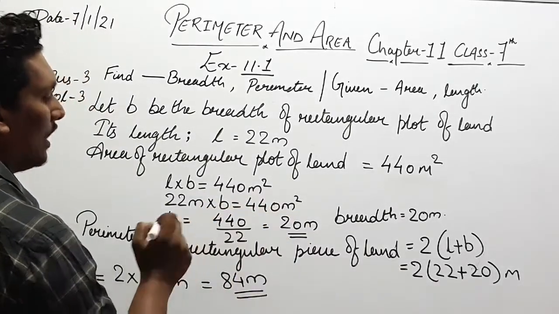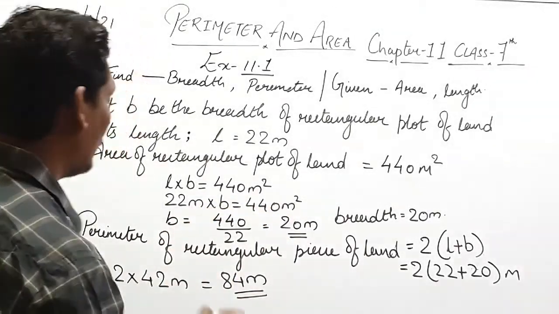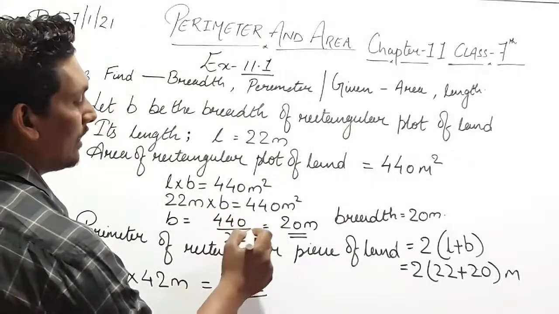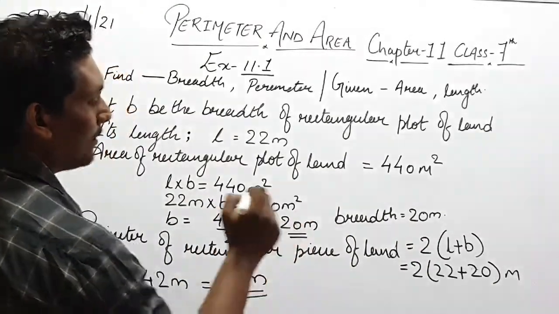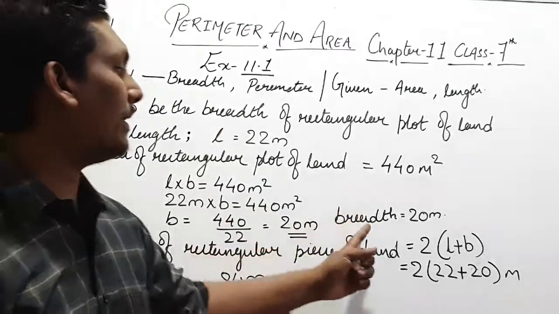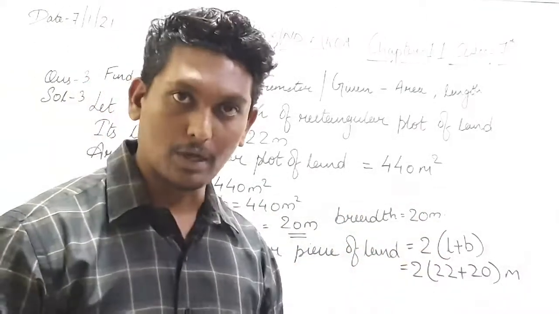So finding the breadth, we have to do the division. 440 divided by 22, you will get 20 meter. So here the breadth is 20 meter now.